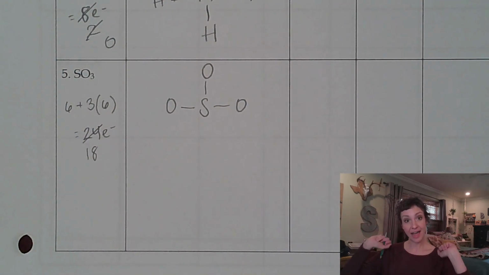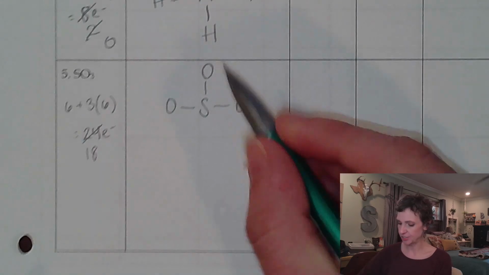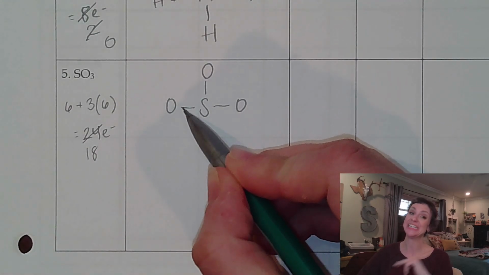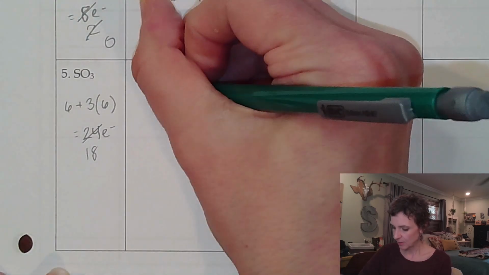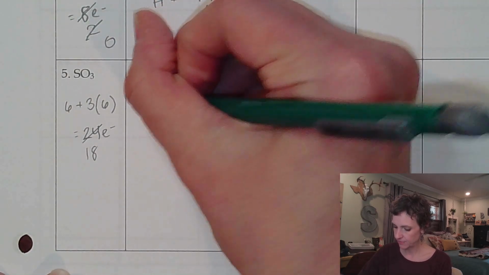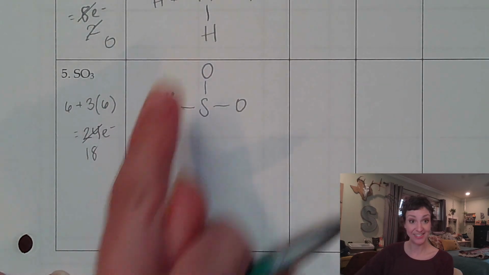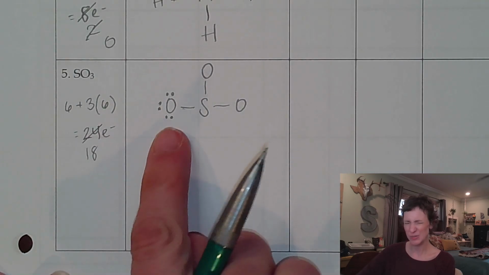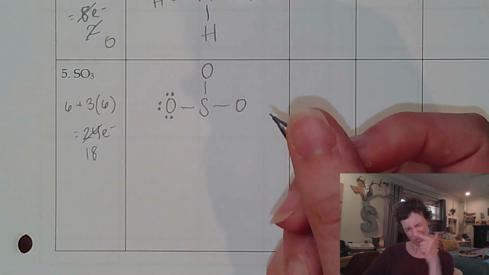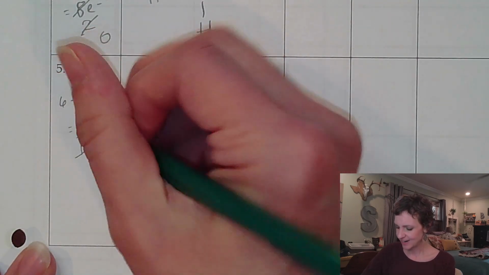Fill up the outer atoms first. Each oxygen only has 2, so each oxygen needs 6 more. So I'll put them in pairs, 1, 2, 3, 4, 5, 6, on the remaining other sides of that oxygen atom. So I've used up 6 here. I have to close my eyes because I'm trying to do the mental math. I've used 6 here. I'm now down to 12.